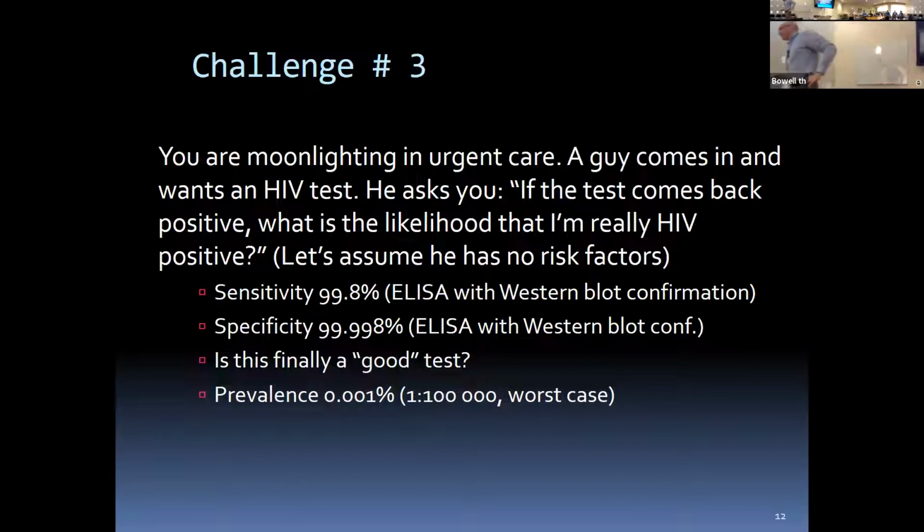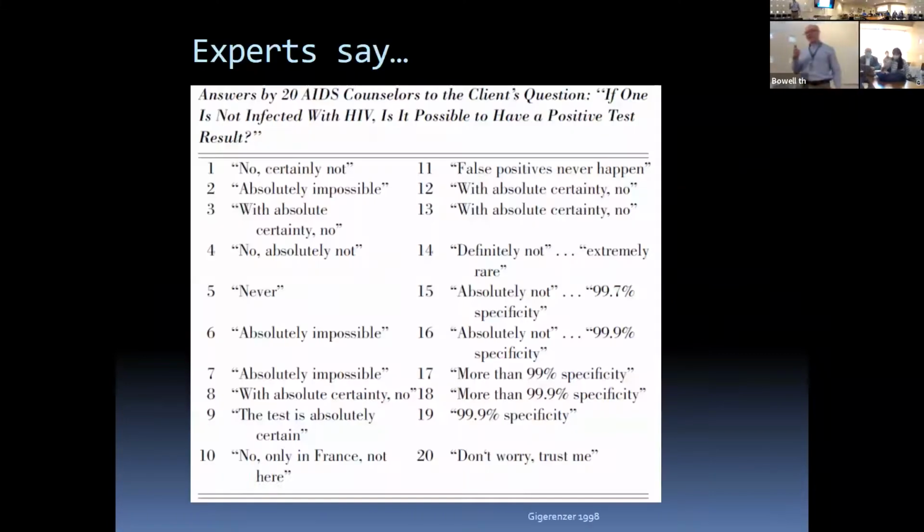Well, they said, trust me, I'm a doctor. Something like that. Okay, here are some actual quotes. No, certainly not. It could not be false. With absolute certainty, no. No, absolutely not. Never. Absolutely impossible. With certainty, no. What I really like is, no, only in France, not here. That's my favorite. Or this one, don't worry, trust me. Or more than 99 specificity, 99 sensitivity. Yes, that is a true fact. Absolutely right. And he published that in 1998.